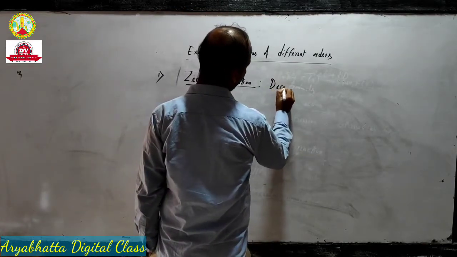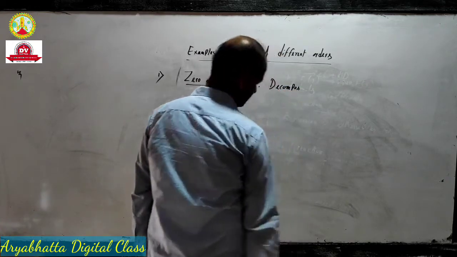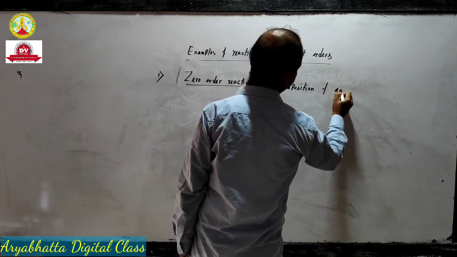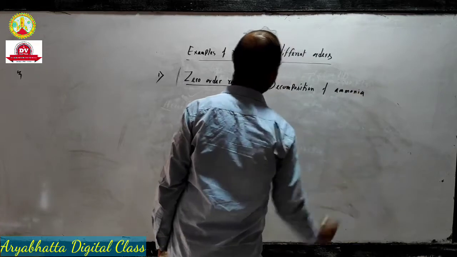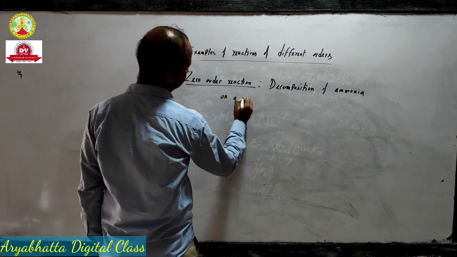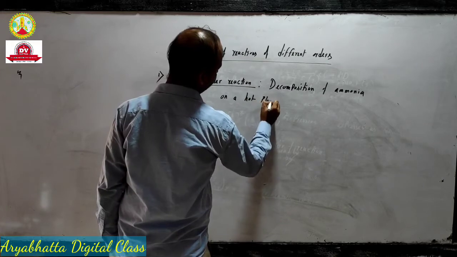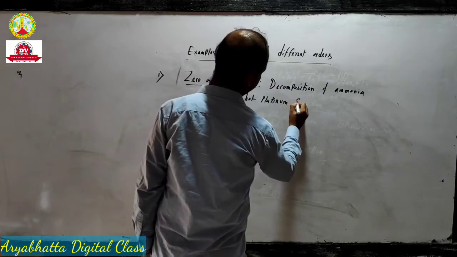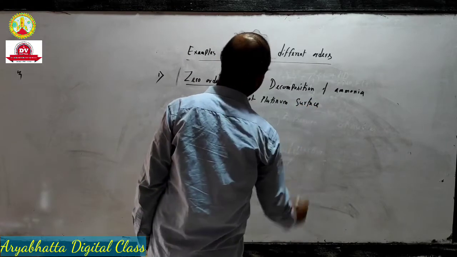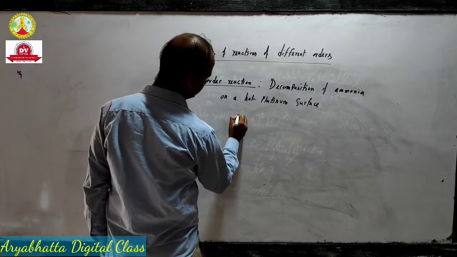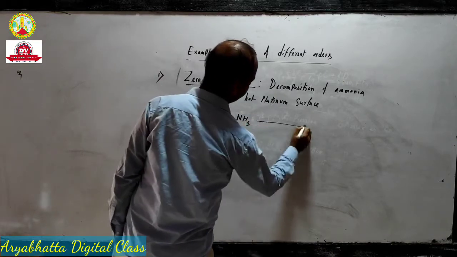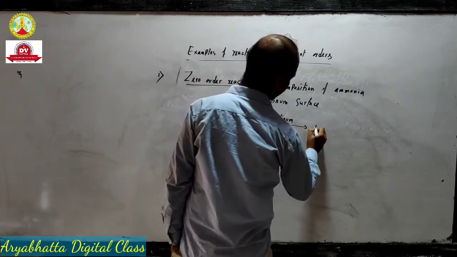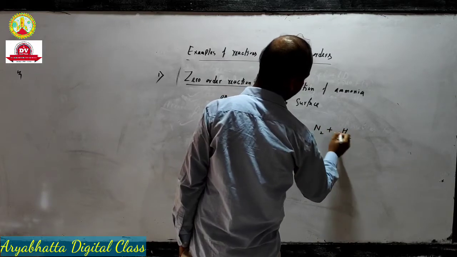This is the reaction. Decomposition of ammonia on a hot platinum surface. You will see this reaction in your textbook. Now let's see, here ammonia has been decomposed. So this is the reaction: ammonia, platinum. After decomposition of ammonia you will get nitrogen and hydrogen.